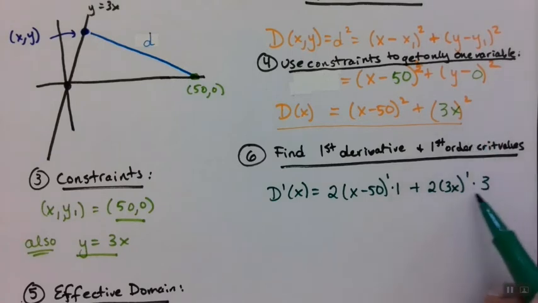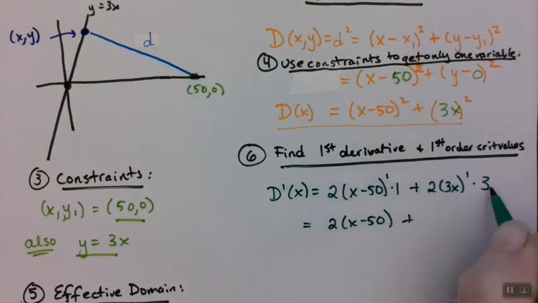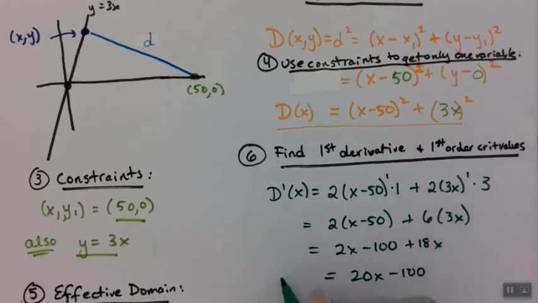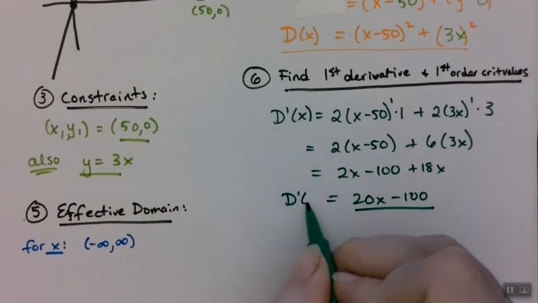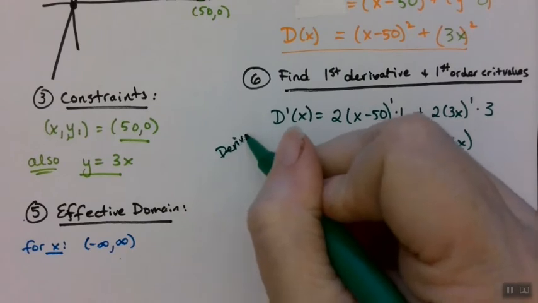So I'm using chain rule right there. So that's 2 times (x minus 50) plus 6 times 3x. That'd be 2x minus 100 plus 18x, which is 20x take away 100. There's the first derivative, d prime of x. All right, so that's the derivative part right here.